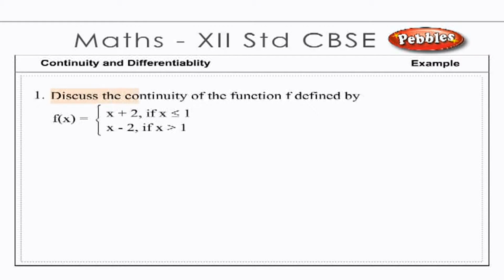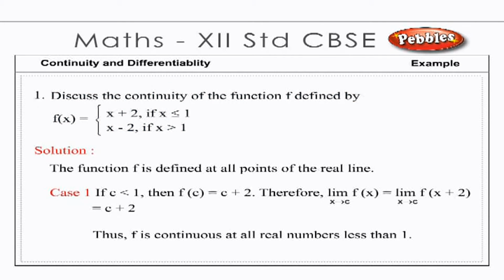Example: discuss the continuity of the function f defined by f(x) = x + 2 if x is less than or equal to 1, and x - 2 if x is greater than 1. Solution. The function f is defined at all points of the real line. Case 1. If c is less than 1, then f(c) = c + 2. Therefore, the limit as x tends to c of f(x) equals the limit as x tends to c of x + 2, which equals c + 2. Thus, f is continuous at all real numbers less than 1.